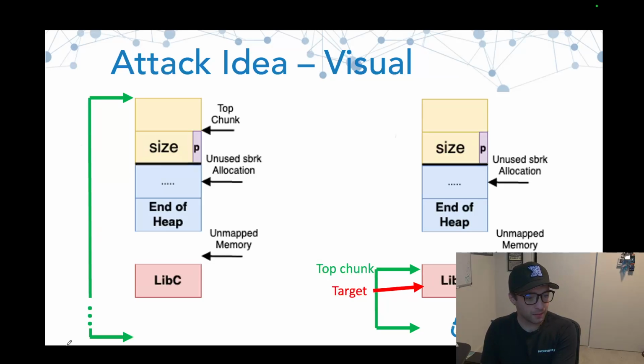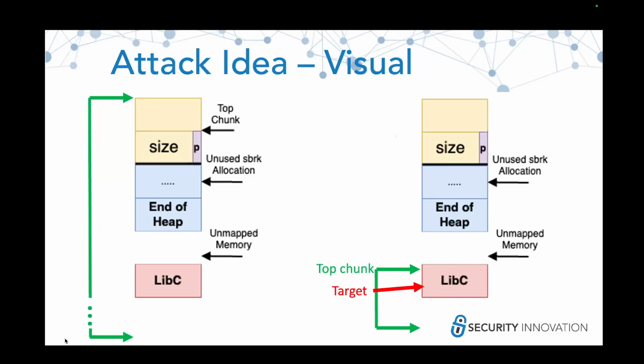So visually speaking, if we corrupt the top chunk, this is what we're left with. We have this top chunk that looks infinite in size. We've corrupted it to go beyond the end of the heap here. It goes beyond the end of the heap, and then all the way past libc, past the stack, past all the good stuff.